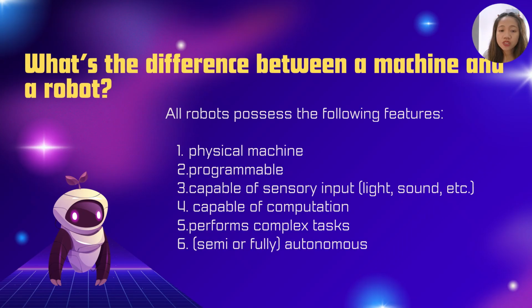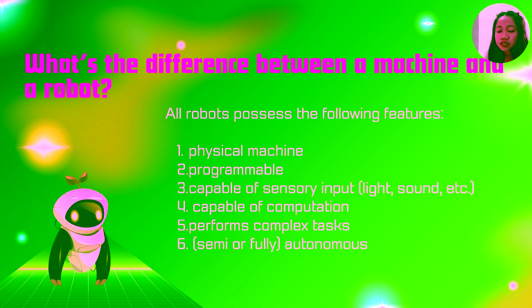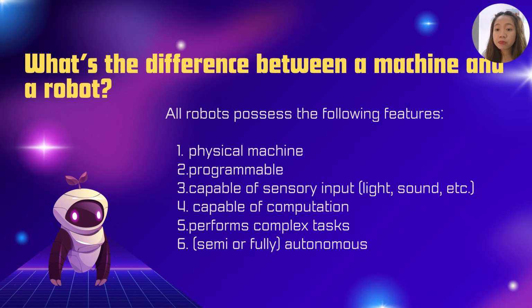Now, what's the difference between a machine and a robot? So take note, a robot has the following characteristics. Again, it's a physical machine. So AI, for example, is not considered a robot because it's not a physical entity. It's simply software. If we put an AI into a machine and it does specific tasks, then that's the only way it will become a robot.